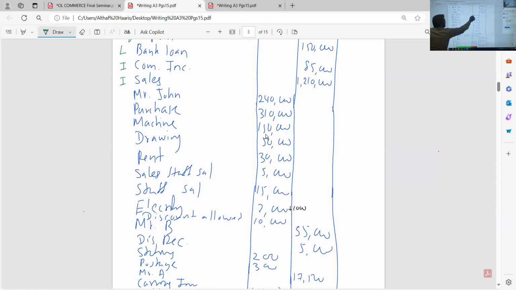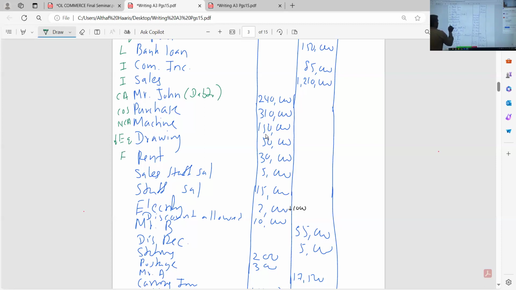Mr. John is there in the debit side, current asset. Debtor is a debtor. Purchase comes under the cost of sale. Machine, non-current asset. Drawings, reduction of the equity. Write that down properly. Reduction of the equity.